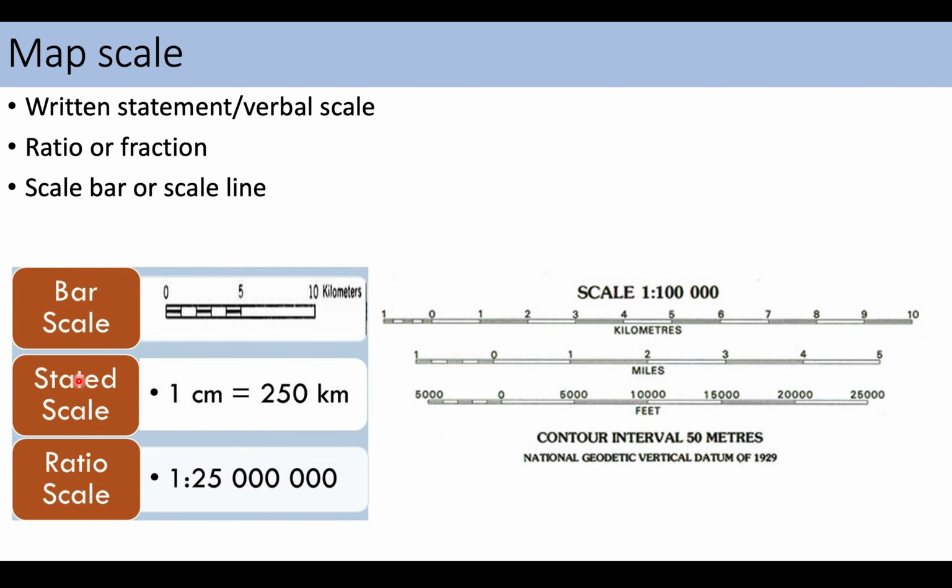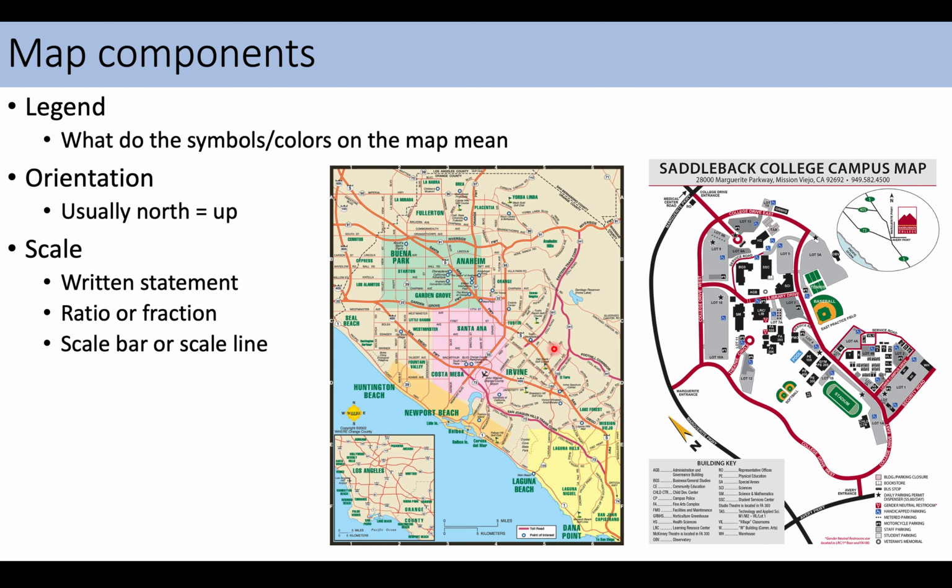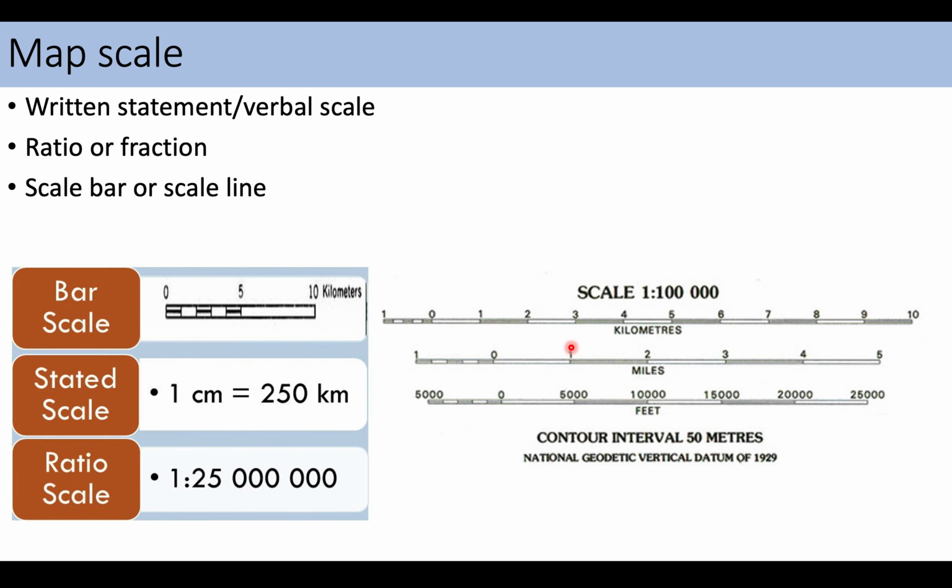A written statement, sometimes called a verbal scale or a stated scale, is something like this here, where it says 1 centimeter equals 250 kilometers. That means if you were to measure with a ruler on your map 1 centimeter, let's say this is 1 centimeter, that means the distance of that 1 centimeter is actually 250 kilometers on the ground.